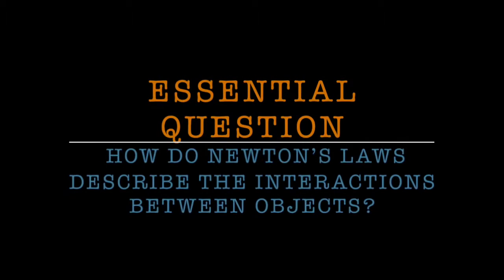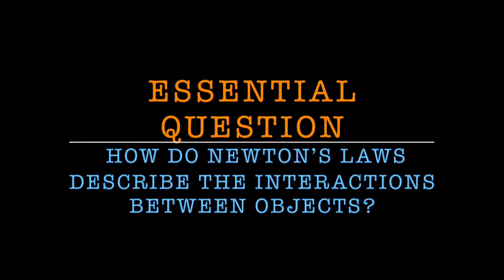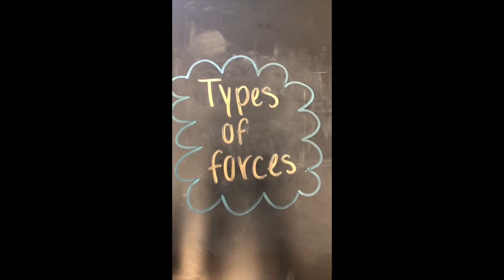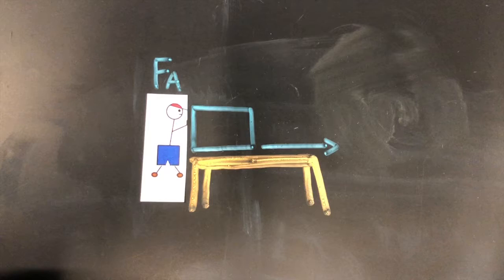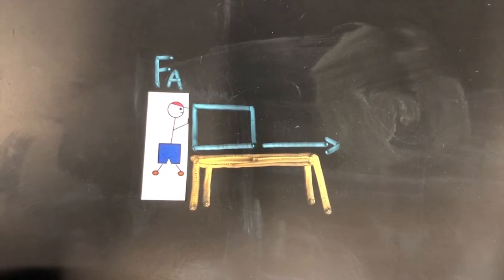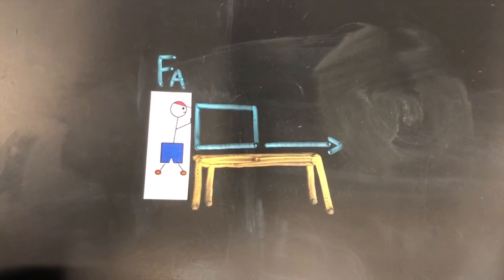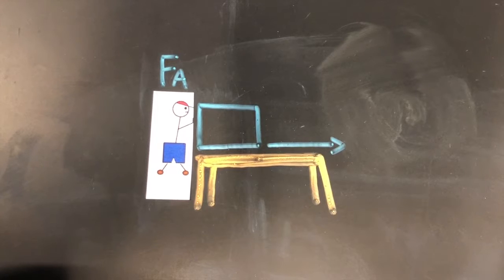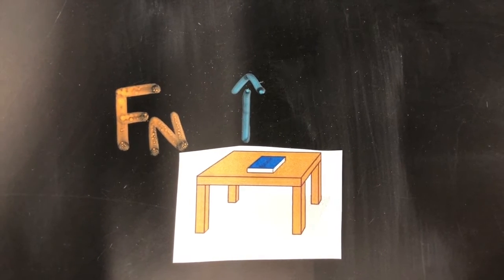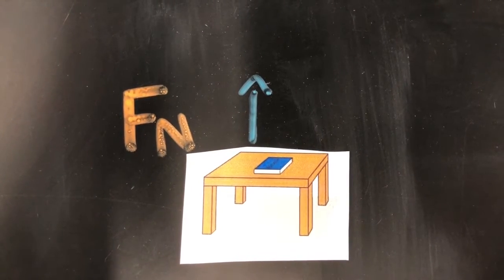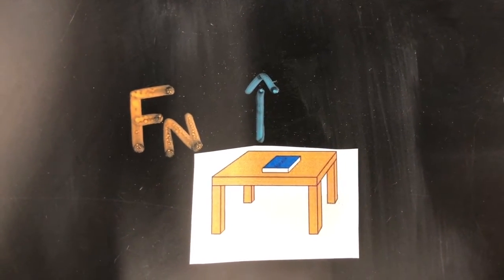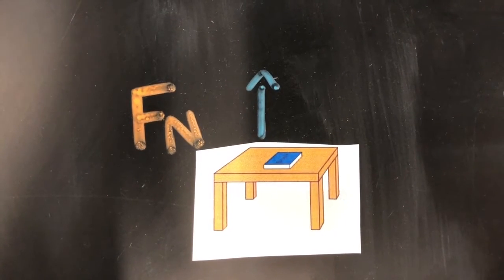The essential question is, how do Newton's laws describe the interactions between objects? The force applied is the force applied to an object from another object. An example of this would be a man pushing a block across a surface. The normal force would be the force that supports another object when it is resting on top of a surface. An example would be a table holding up a book.